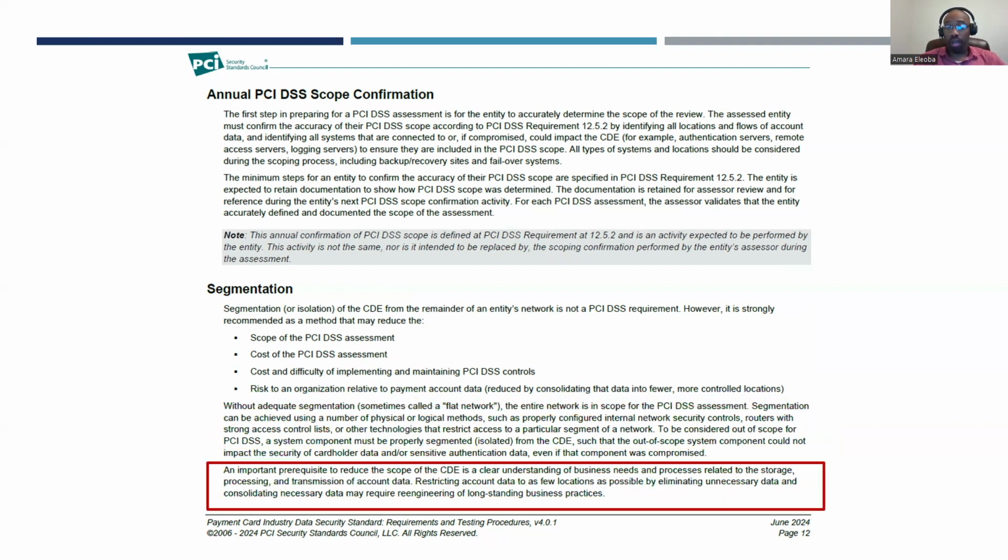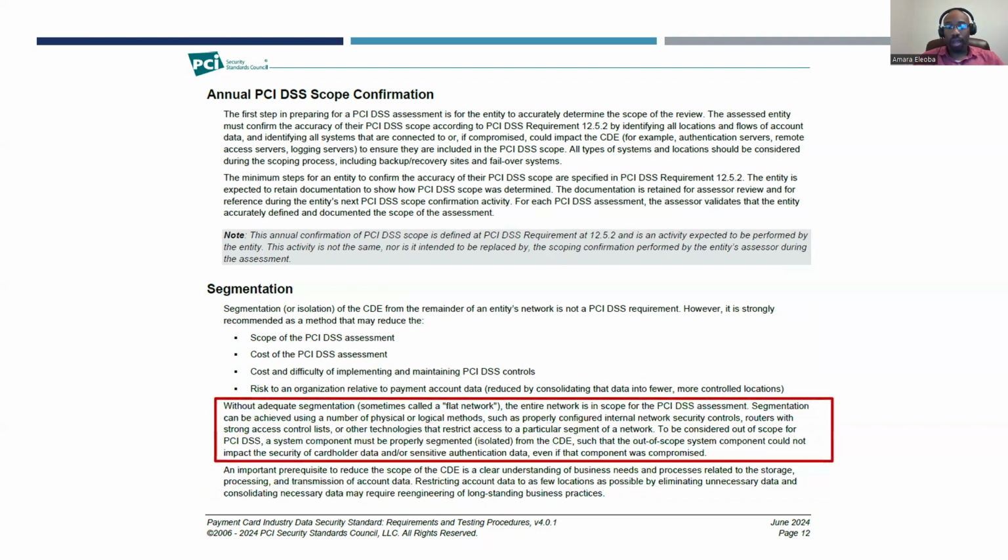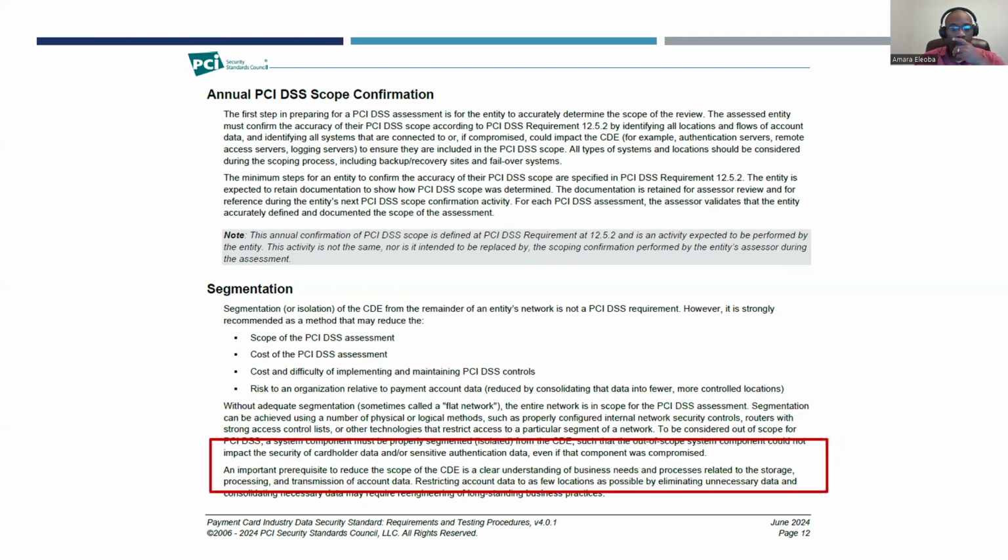Now, I've assessed and worked with a client where they didn't have that. But that was part of my recommendation, and that's what they did the next time. And they were able to reduce the cost and the scope.